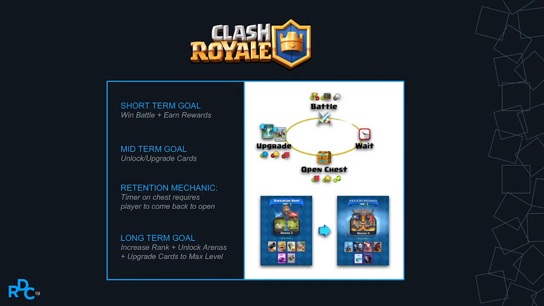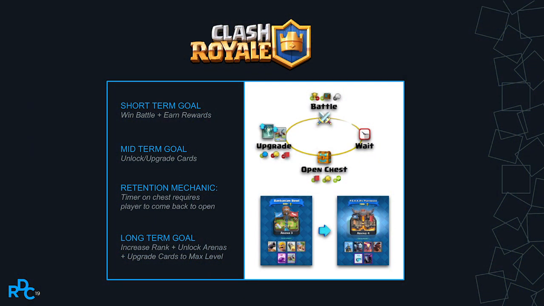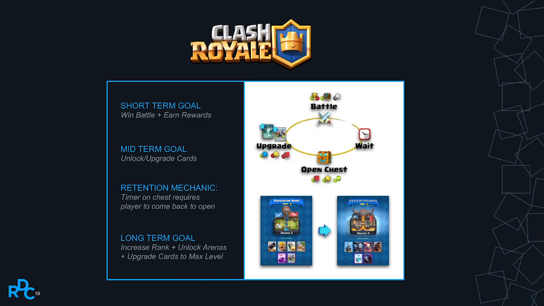I'm good. Midterm goal: after I get enough of these chests, I get some coinage, I get some cards, and I can actually upgrade my cards, so my units get stronger. They sneak in a little retention mechanic there, because the reward I get, I actually can't open right away. There's a timer, and I have to set the timer on the chest. So I'm maxing out my rewards only if I'm coming back multiple times a day to open the chests. Very sneaky. And then my long-term goal: I unlock new arenas, I level up, I win tournaments, I max out all my cards, and it's very clear as a player that you're going through this.